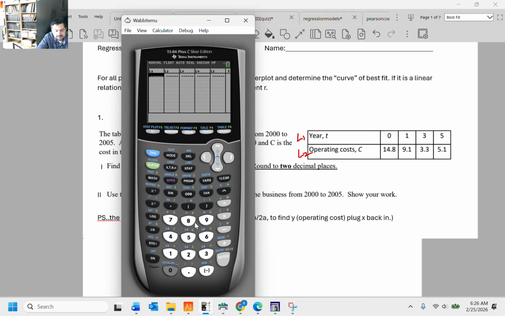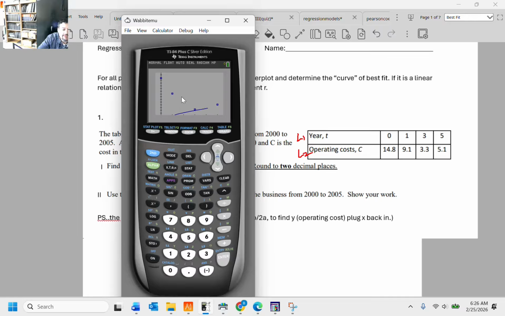Let's see, so we have a 0, we have a 1, we have a 3, we have a 5, 14.8. Remember, if you don't have a TI-84, you can go to ti84calc.com, and there's a TI-84 there for you to use. Now, they're suggesting a quadratic fit. I won't actually look at the stat plots yet. It does look like a quadratic model to me.